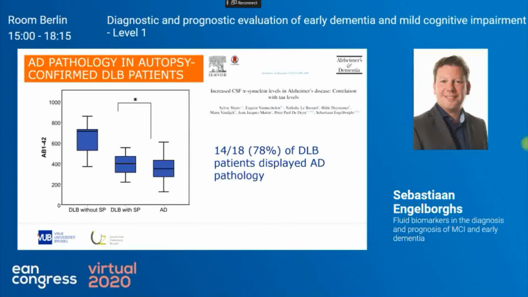And this is also reflected in the AD-CSF biomarkers. The subjects with DLB that had amyloid plaques in the brain had comparable A-beta 42 values as compared to autopsy-confirmed Alzheimer's disease subjects. This is a known pitfall in subjects with DLB.